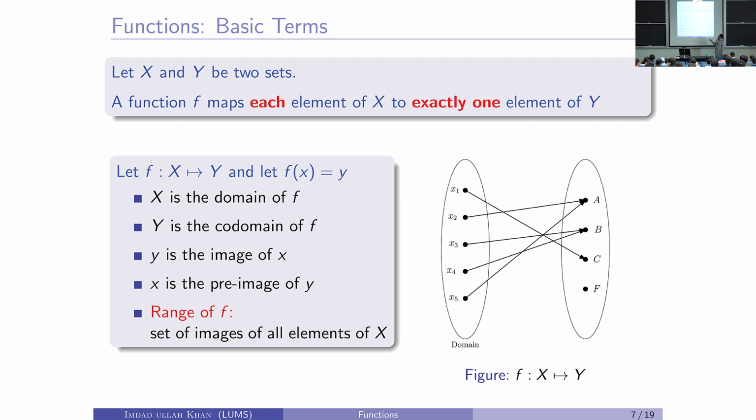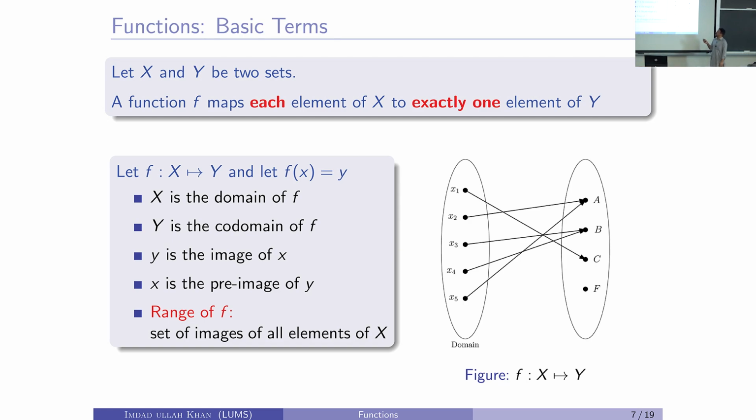F of x equals y, this is the way we write it. Suppose a generic element x, f of x is y. The mapping: x is mapped to y, or y is assigned to x. This set X is called the domain of f. The set Y is called the codomain of the function. This element x is called the pre-image of y, and the element y is called the image of x, where it's mapped to.